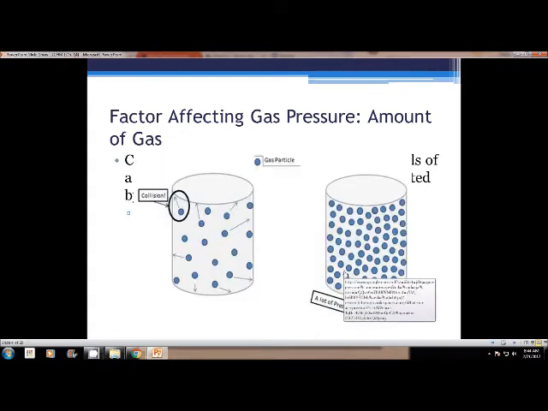So in this first example on the left, we have, ooh, look, there's a collision when you have an arrow pointing in the direction. And then when you throw in a whole bunch more, there's going to be a lot more pressure because they're going to run into each other a whole lot more. Okay? Make sense? Hopefully?